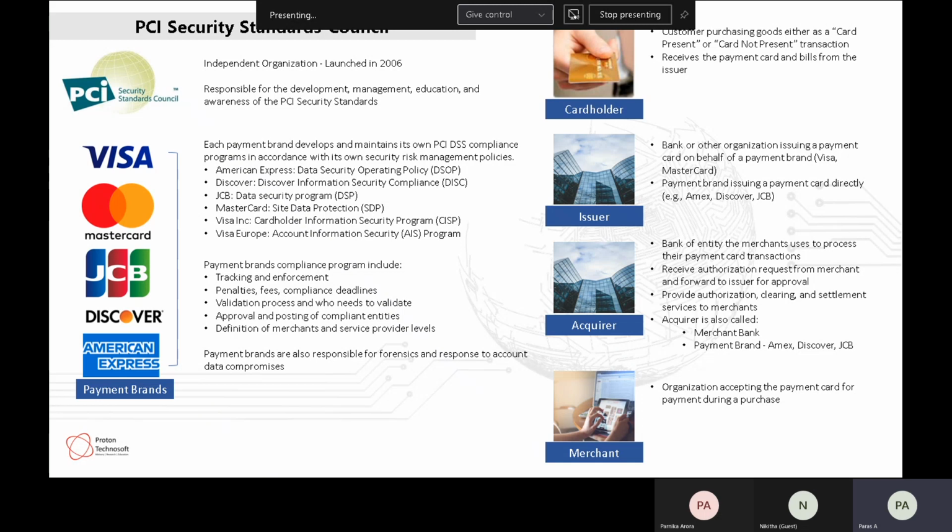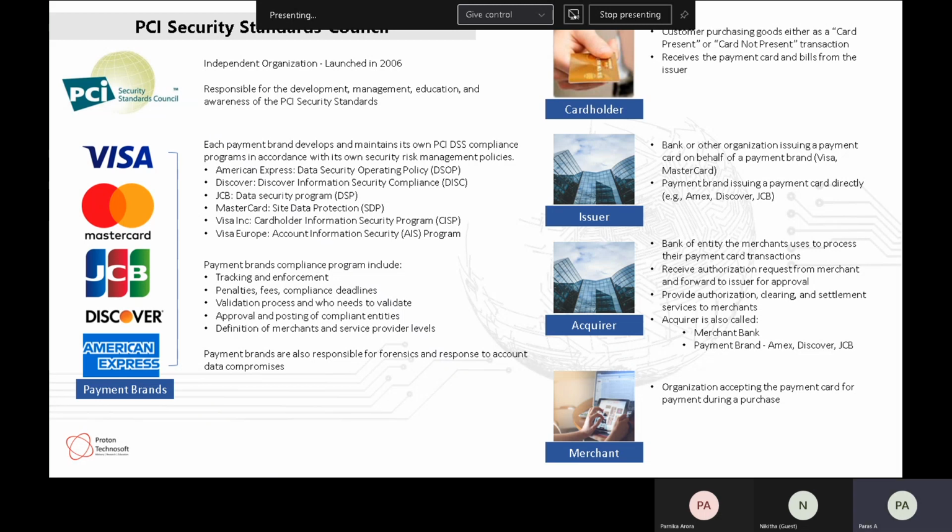So these payment brands have their own security program and they maintain it separately as well. Then the payment brand compliance program also includes tracking and enforcement, penalties, fees, compliance deadlines, etc. If a merchant wants to specifically deal with the Visa security program and not go with the PCI DSS security standard, they can still comply with Visa's requirement. It's up to a merchant or an entity to decide whether they want to go with the PCI security standard or the respective individual payment brand security standard. So these payment brands maintain their own security standards as well.